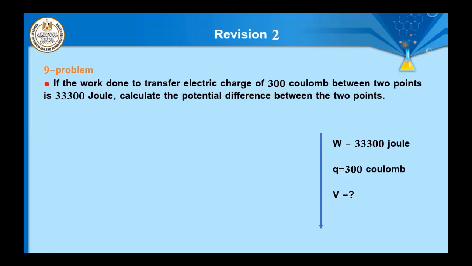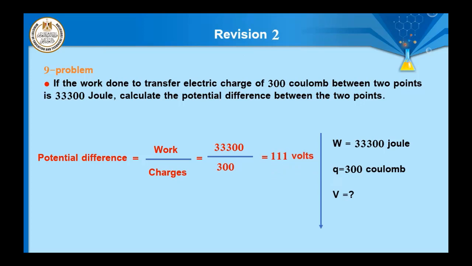What is the law that represents the three physical quantities: work done, quantity of charges, potential difference? We know that potential difference equals work done divided by quantity of charges. It is the law which is used to solve this problem. Potential difference equals work divided by charges. Work equals 33,300 joule divided by charges, which is 300 coulomb, equals 111 volt.